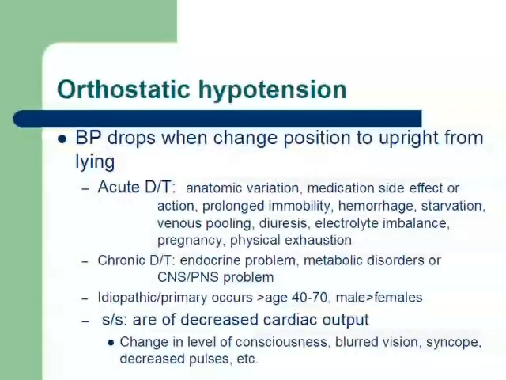or physical exhaustion. If it's chronic, it's due to an endocrine problem, such as adrenal insufficiency or diabetes. It could be due to a metabolic disorder or a central nervous system, parasympathetic nervous system problem. And if it's idiopathic or primary, it tends to occur between ages 40 and 70, more so in males than in females.